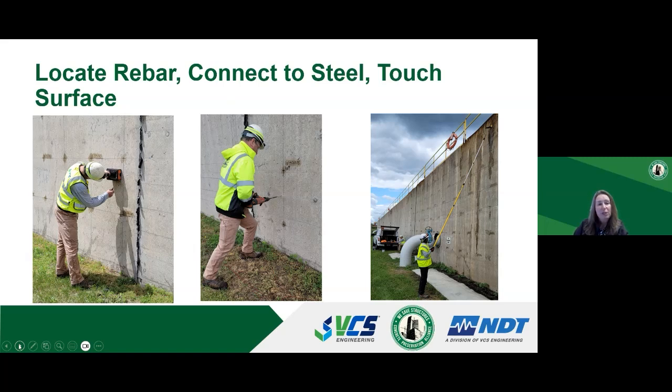This slide illustrates the corrosion potential testing. So step number 1 is to locate the rebar with GPR. Step number 2, drill to the rebar and make an electrical connection. And step number 3 is to place the reference electrode on the surface of the concrete and record the potential measurements.